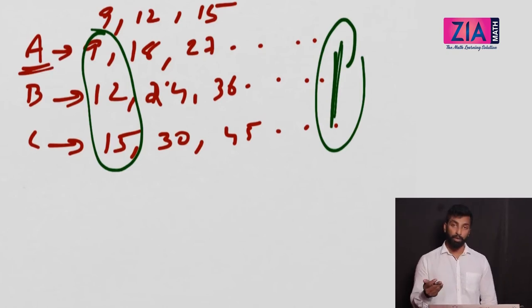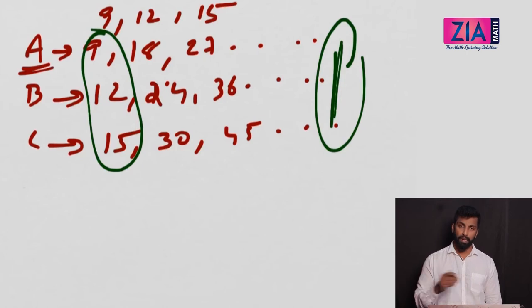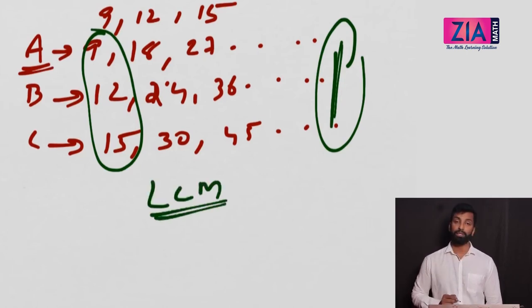Not just a multiple of all three, because you need to find when they will toll together again for the next time. That means the least common multiple. There can be many multiples, but you need to find the least common multiple. So this is also an application question. You need to find the LCM.